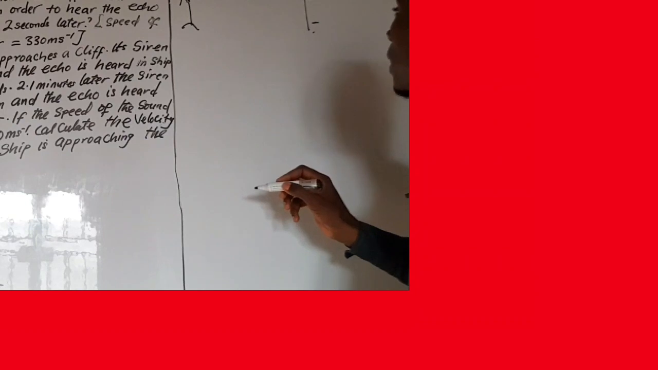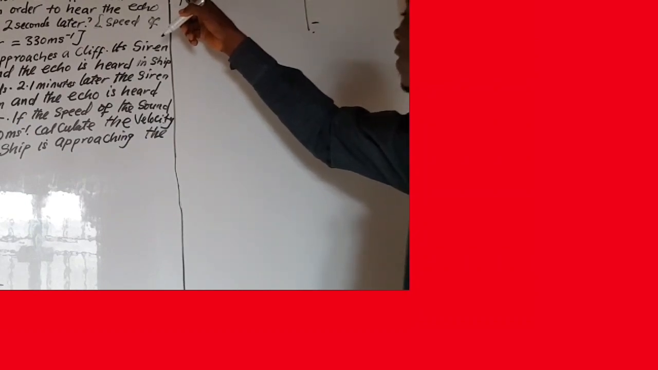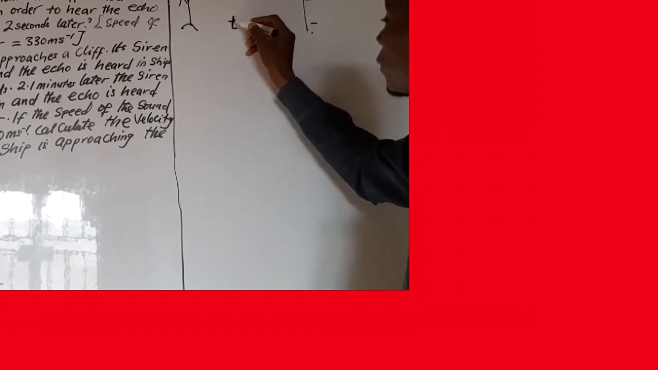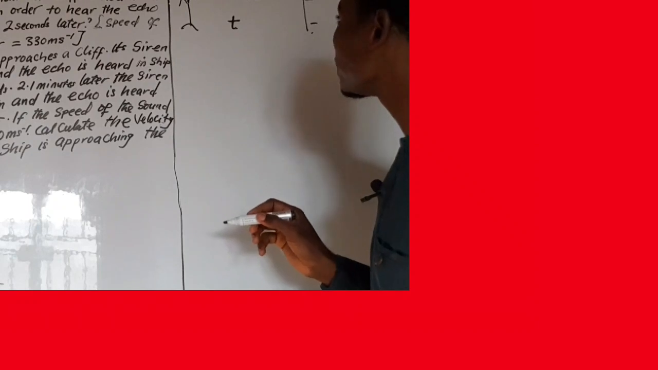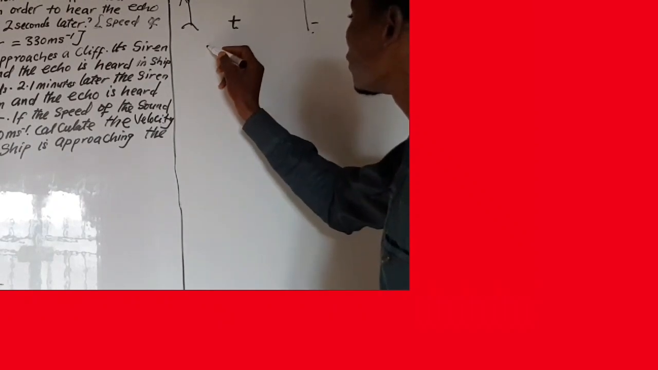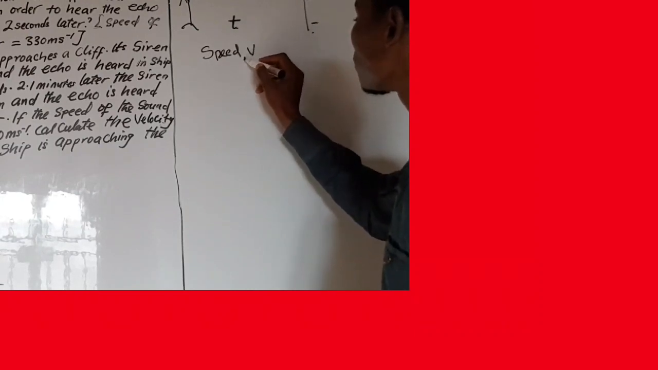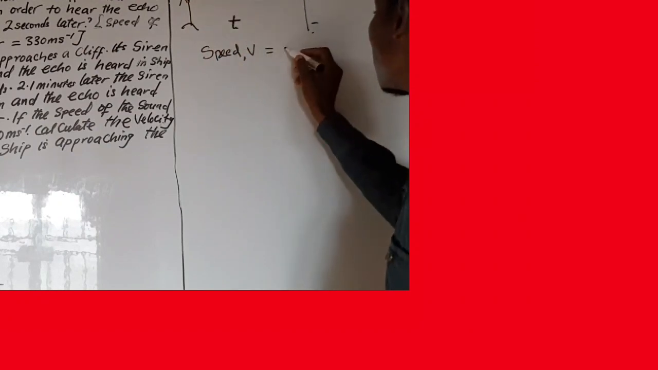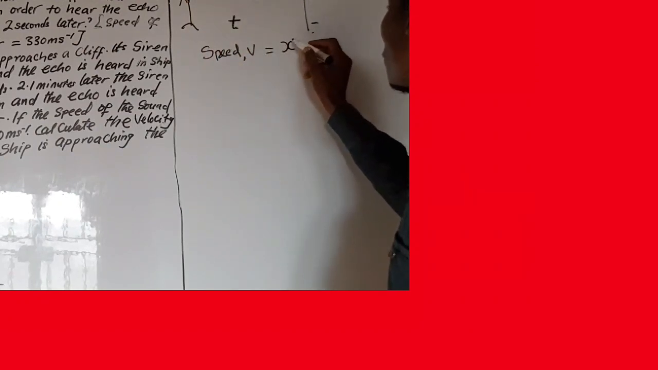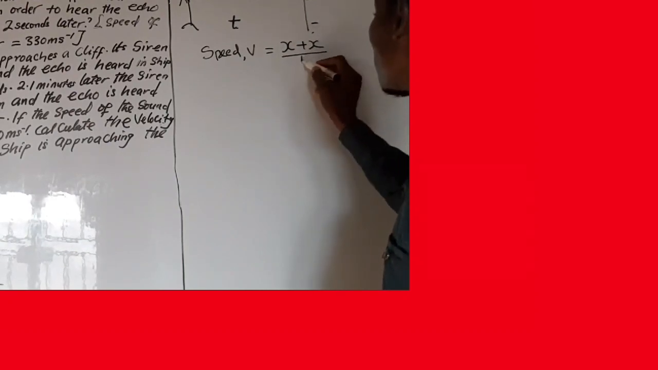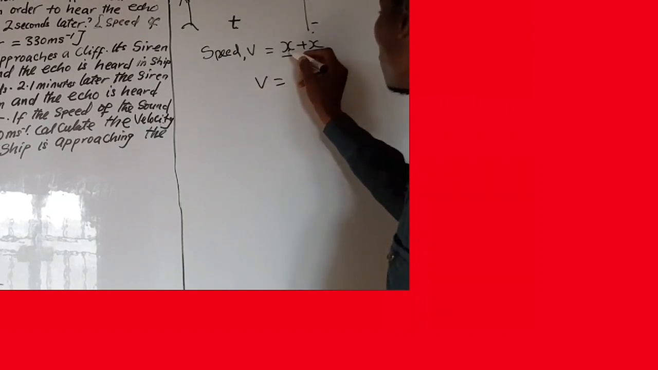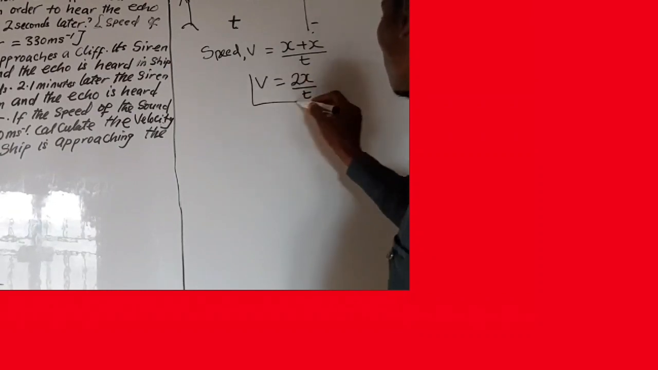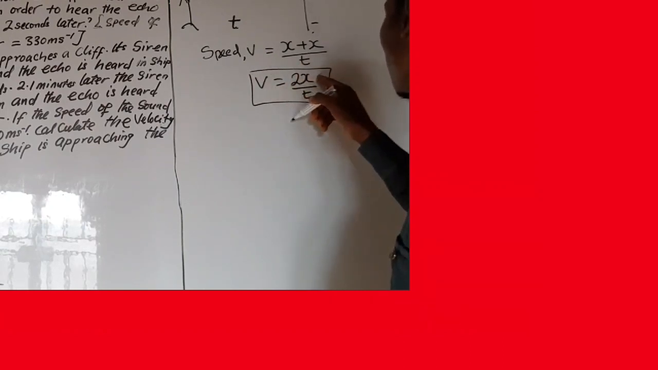X. Now, no matter how small the time is, before this man will hear his sound again, it must cover some time. We may have a time t that has passed. We define speed as distance over time. So the speed, which is always represented by v, is distance over time. The distance it goes and the distance it comes back before the man hears the voice for the second time. So it will be x plus x all over what? T. So v will be equal to x plus x, which will give us 2x all over t.